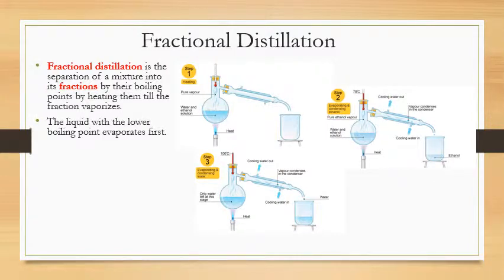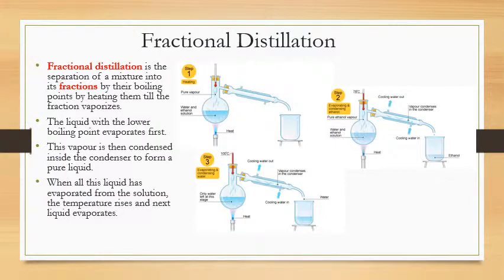So essentially, in step one, you're heating a mixture until the liquid with the lower boiling point begins to evaporate off. Then in step two, this vapor is condensed in a condenser to form the pure liquid, which we call the fraction. Once all this liquid has evaporated from the solution, the temperature begins to rise again, and the next liquid vaporizes or turns into a gas, which is step three. So basically it's a process of heating, evaporating, cooling, condensing, and then repeating the process again until all the fractions have been collected.